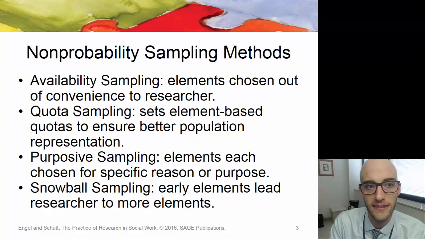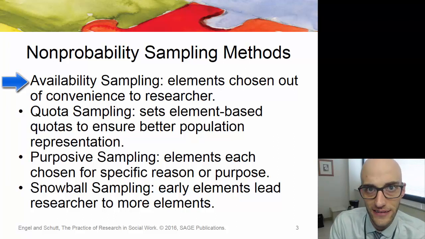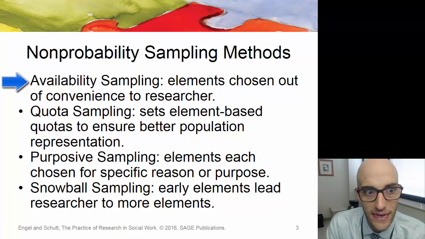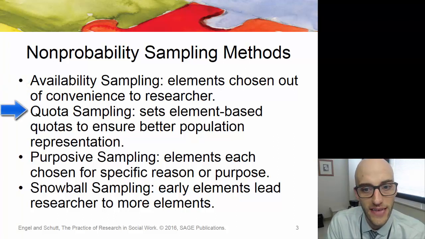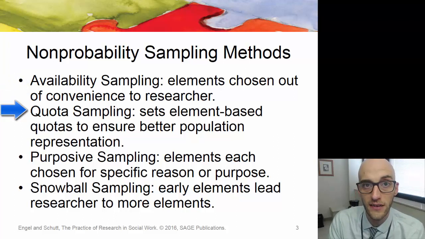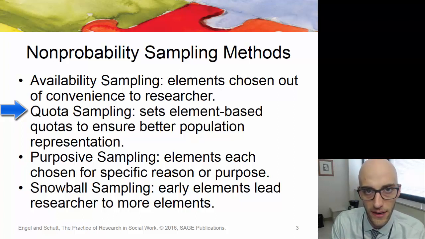So some non-probability sampling methods are availability sampling, which is just the element is chosen out of convenience to the researcher. You often might see this in something like an undergraduate psych course or undergraduate social work course, where the elements are basically the most convenient sample to get. Quota sampling might be a set element-based quota to ensure the population representation. So you might want to have a specific number of each type of individual or each demographic which might meet a certain quota that you might want to be more represented within your sample.